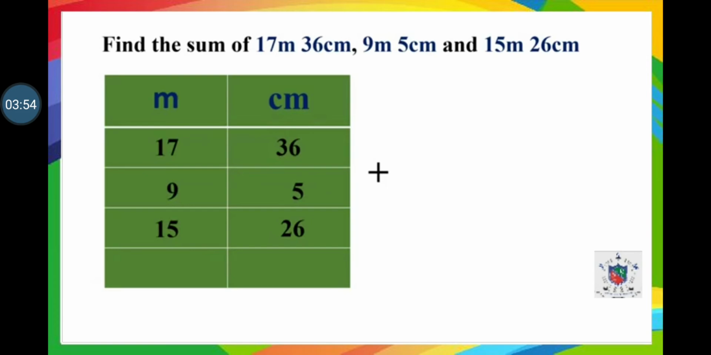Now we need to add 6 plus 5 is 11 plus 6 is 17 and 1 will be carried forward. Now 3 plus 1 is 4, 4 plus 2 is 6. Now we need to add meters. 7 plus 9 plus 5. It is 21. 2 will be carried forward. So 2 plus 1 is 3 plus 1 is 4. So our answer is 41 meter and 67 centimeter.